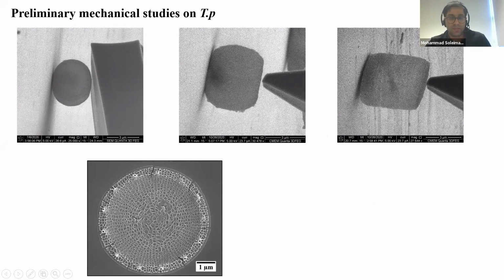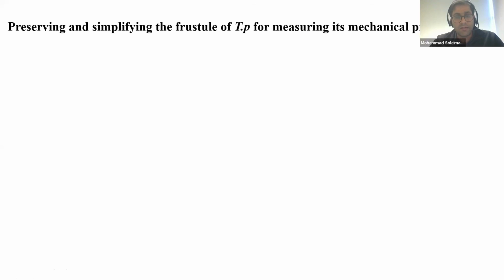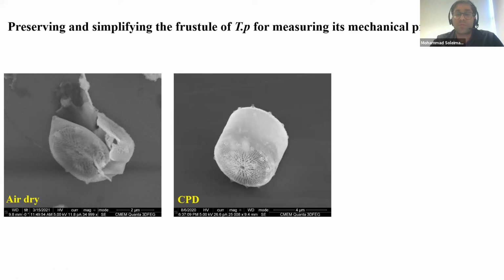And another difficulty of this one is the pattern of the valve. It's really complicated to be modeled, and we need to simplify this structure. And first, for mechanical study of this species, we need to preserve the structure. By air drying, usually the whole structure collapses because the thickness of the girdle bands is less than 30 nanometer. And first we need to preserve the structure by critical point drying.